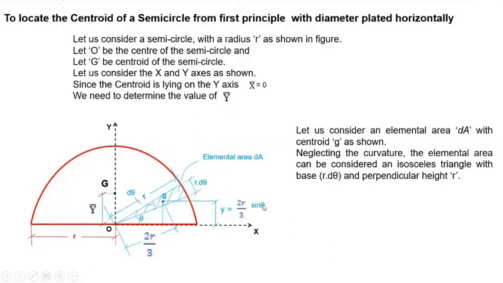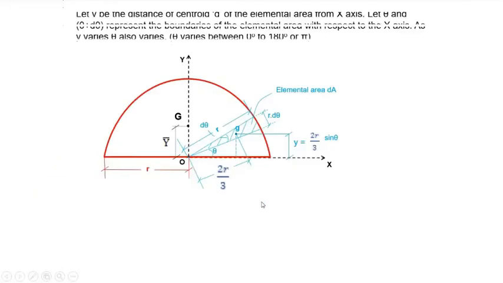Why are we doing this? Because in the formula we need to substitute that y value, right? We don't have this y value, so we will be substituting that y value in terms of r. To do that we are considering this geometry. The distance from G to the apex is 2r/3, and then consider this triangle.